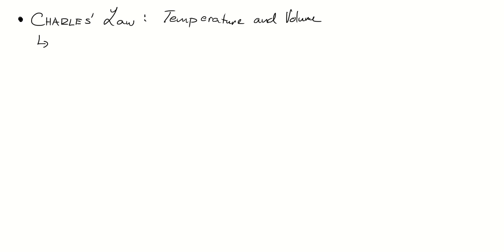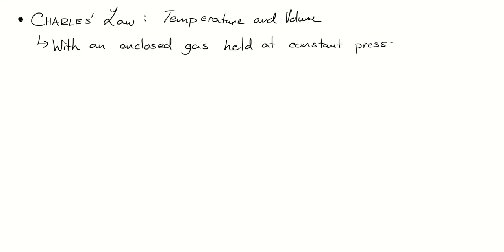With Boyle's stuff, we said let's keep this at a constant what? What didn't we change with Boyle? We didn't change the temperature. For Charles' Law, we want to keep our gas at a constant pressure. So we're going to say with an enclosed gas held at constant pressure means we can't add particles, we can't remove particles. All we need to do is change how excited these particles are inside.